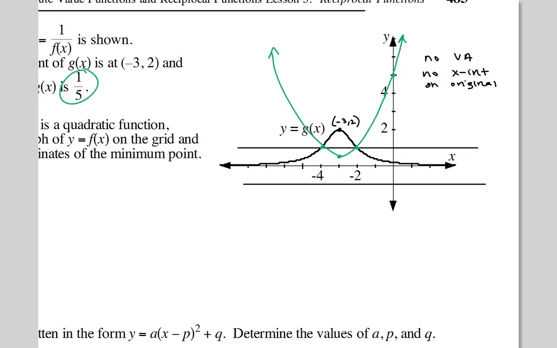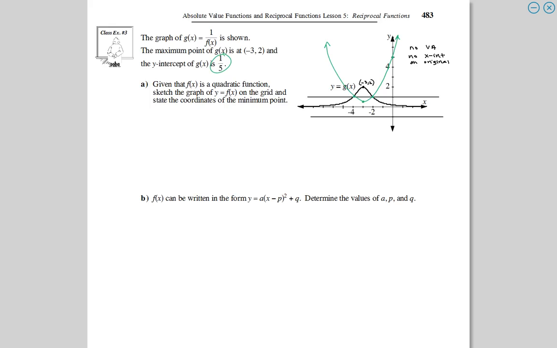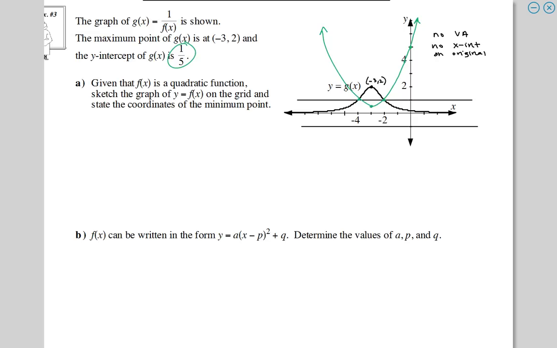Notice that the original graph in green, the quadratic graph, it never touched the x-intercept anywhere. So there's no zeros. So that means there's no vertical asymptote. Okay, so it says the maximum on the reciprocal will be the minimum on the quadratic, the original, and that point is -3 comma half. All we did was take this 2 and reciprocate it.